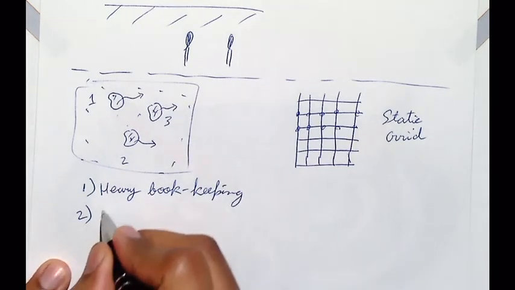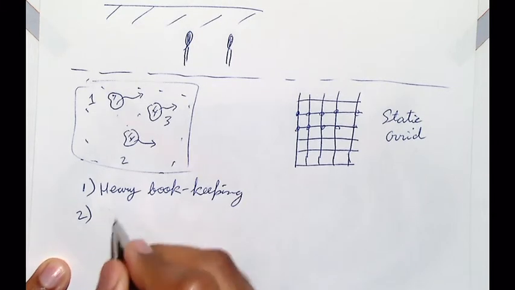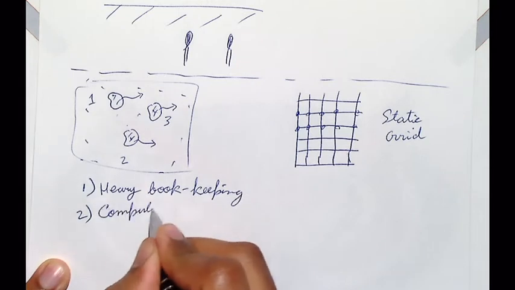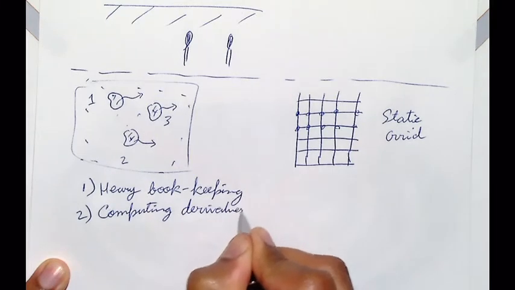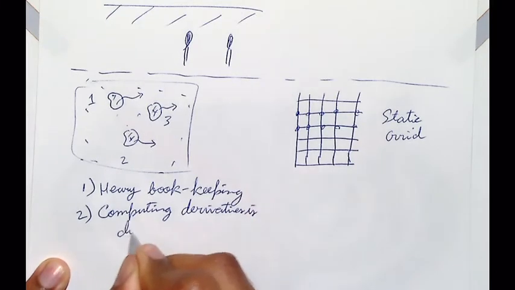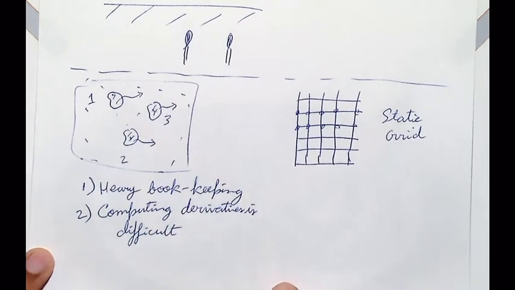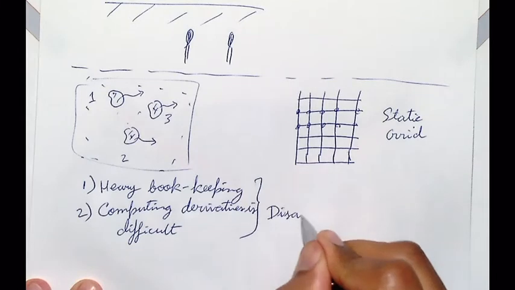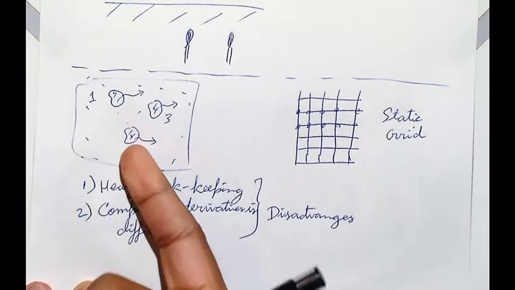So, what was I saying? That's the second disadvantage, which is computing derivatives is difficult. But still, these are disadvantages. This seems like a very natural way to do it.